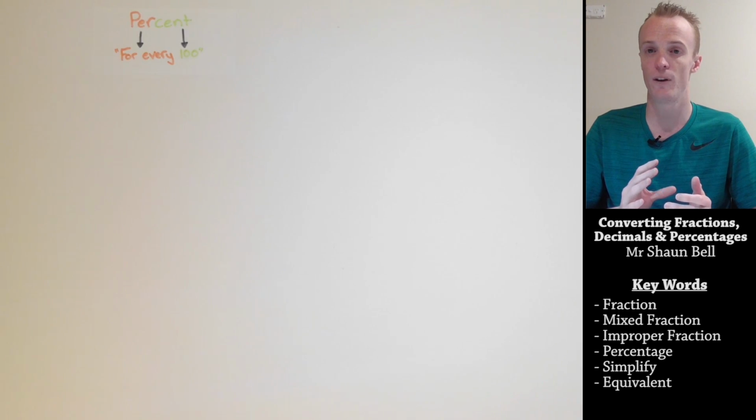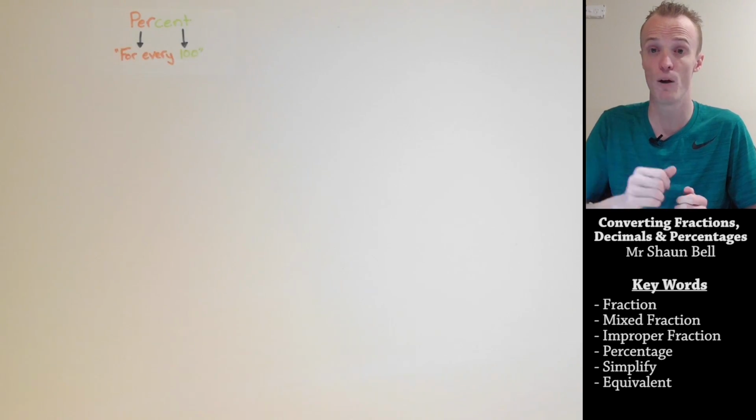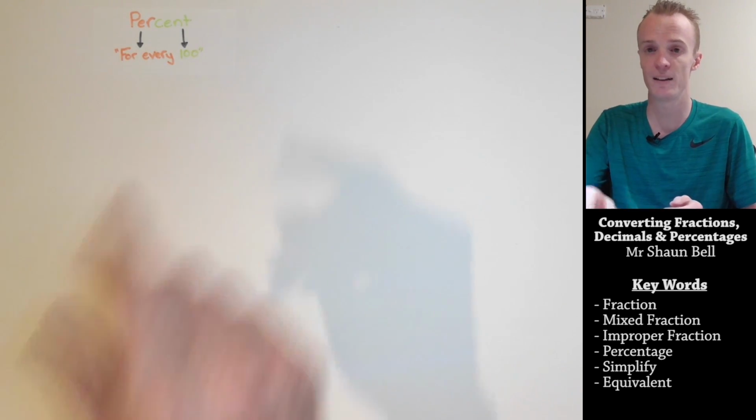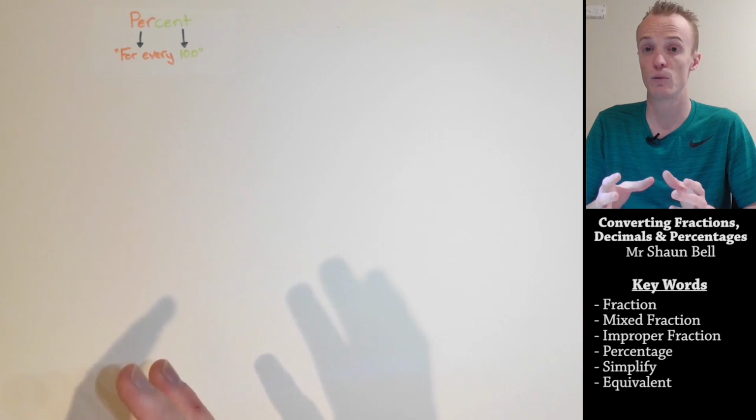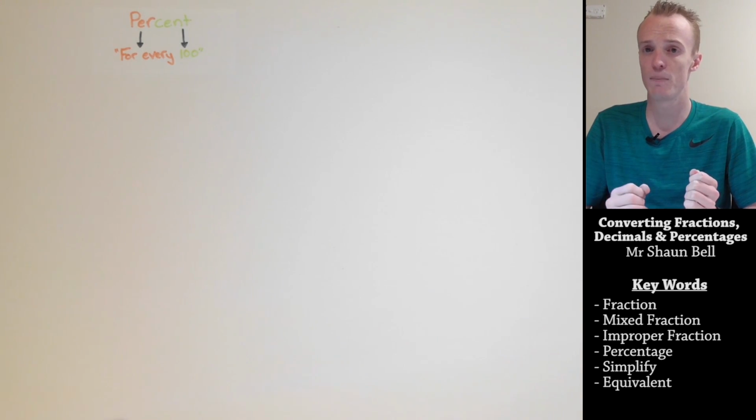Now, before we go any further, I think it'd be really useful to understand what the word percent actually means. Now, the word percent is made up of two shorter words. First, the word per, which means for every, and the word cent, which means 100. So when we join it together and talk about percent, we're talking about for every 100.